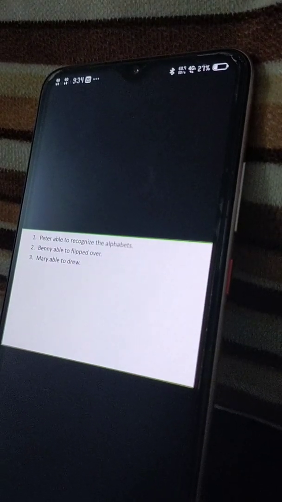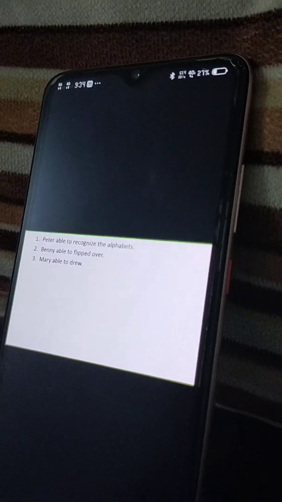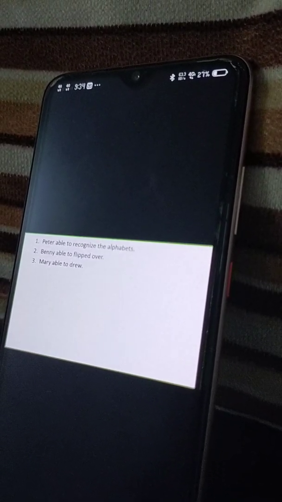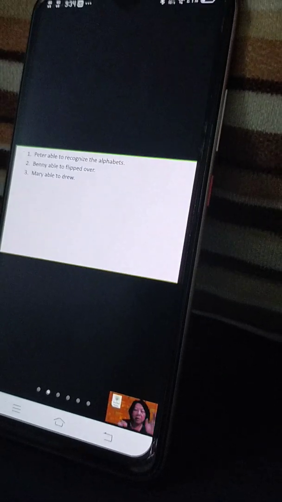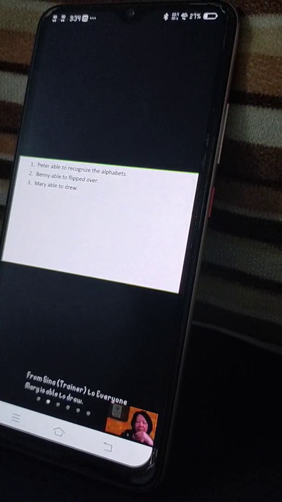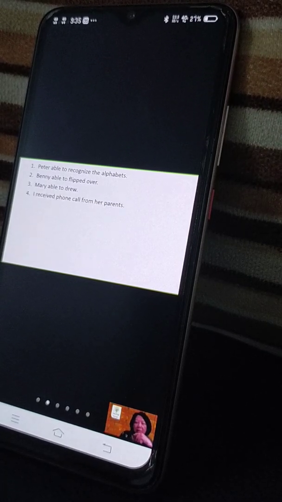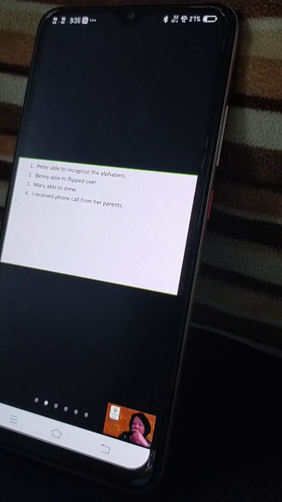Mary able to drew. Mary is able to draw. Yes. Mary is able to draw. When you write, no past tense after to, okay? Right. Drew is past tense of draw.